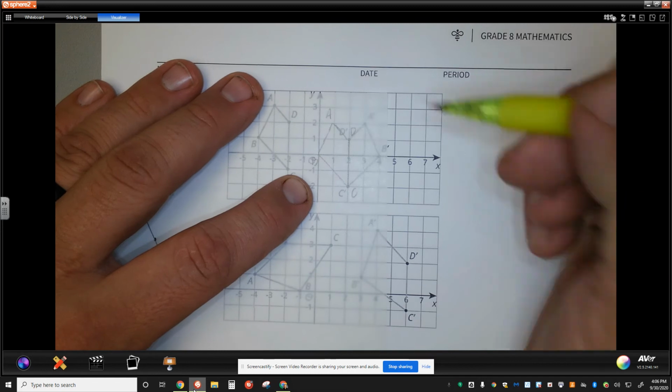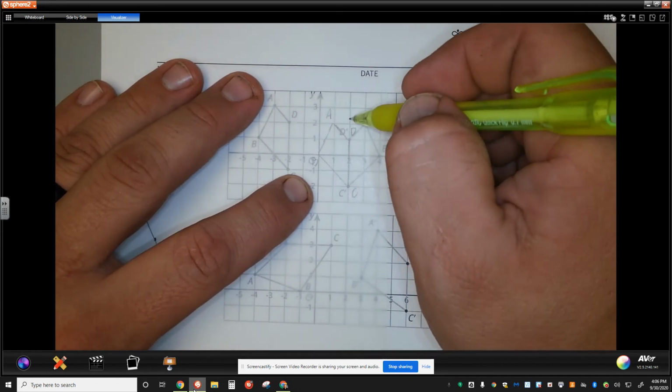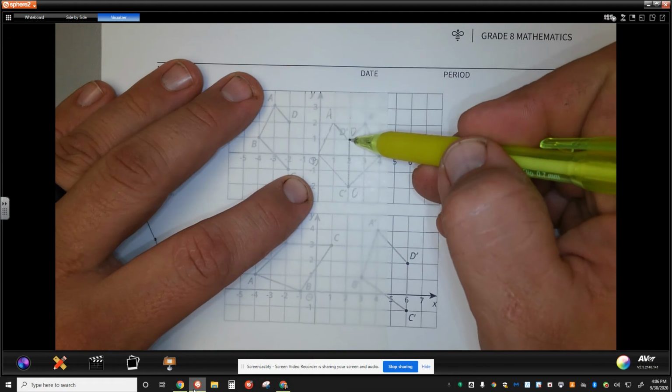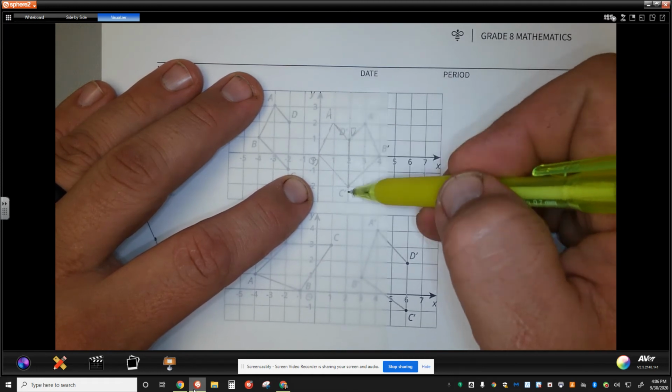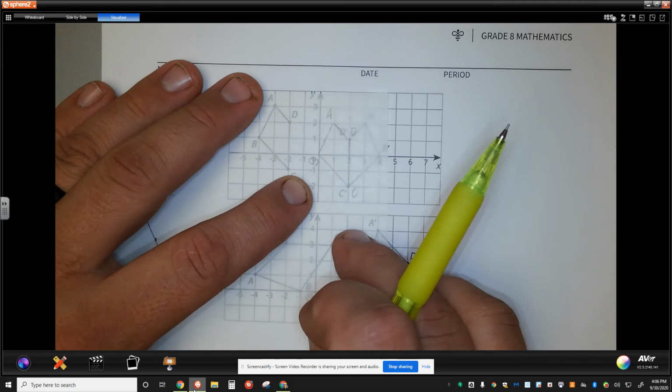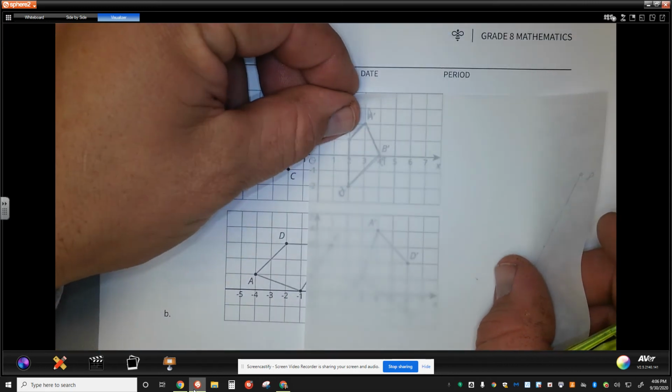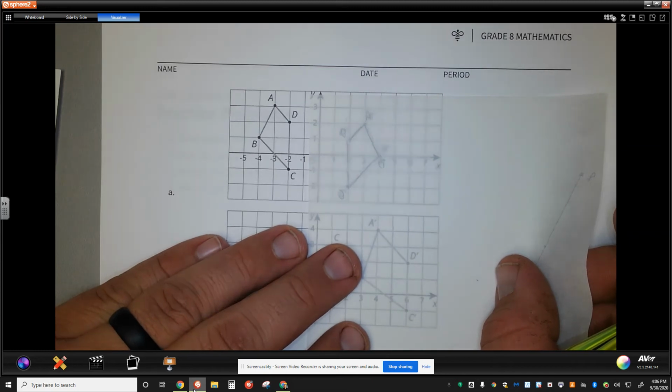And when I say that there's going to be a reflection, I must have a line of reflection. And so the line of reflection I'm going to use is the line that contains segment D prime C prime, or that contains segment DC. And then when I fold that over across that line, I see that the images match perfectly together.